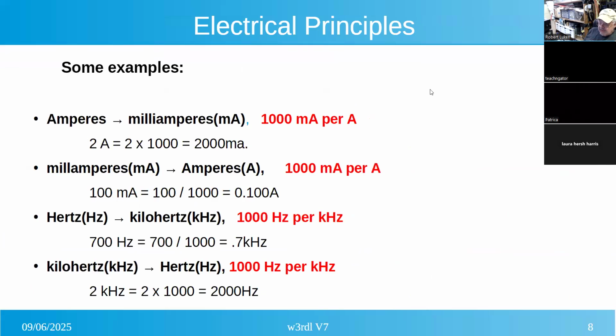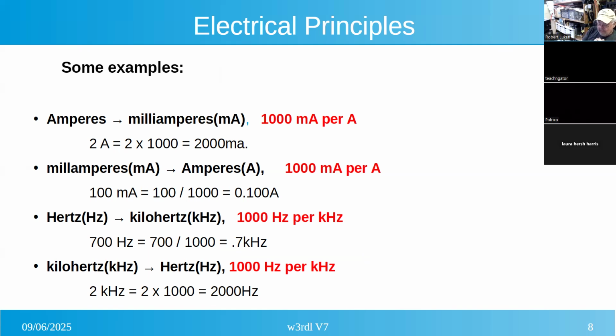Some examples of conversions. If we wanted to convert a value in amperes to milliamperes, just remember that there's 1,000 milliamps in 1 ampere. So to convert from amperes to milliamperes, you would just multiply the amount of amperes by 1,000 milliamps per ampere, and you'd get 2,000 milliamps if it was 2 amperes.